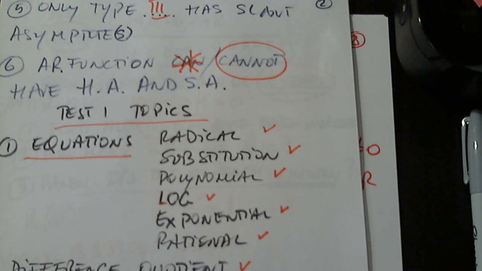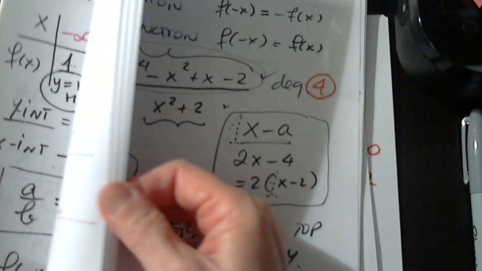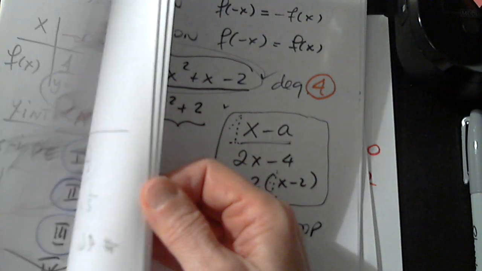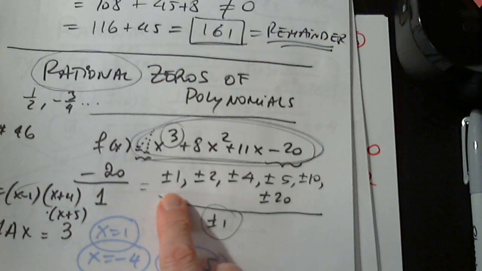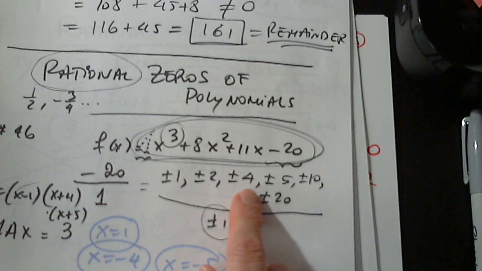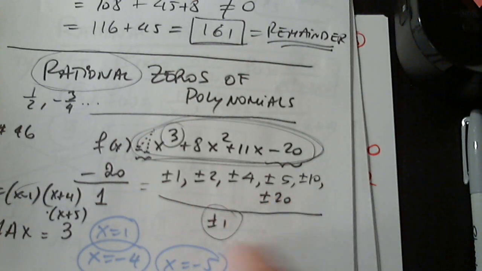How will the solution look? Are they going to be points on the graph? Yeah, these are x-intercepts, or the solutions. So we plugged in plus or minus 1, plus or minus 2, plus or minus 4, plus or minus 5, and so on and so forth.